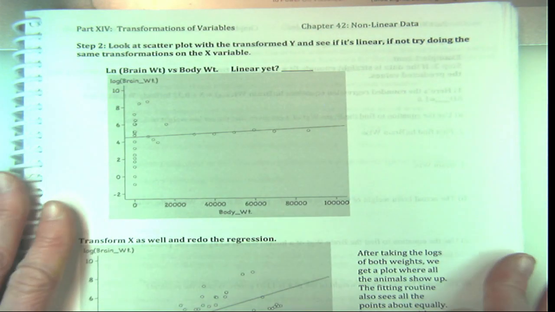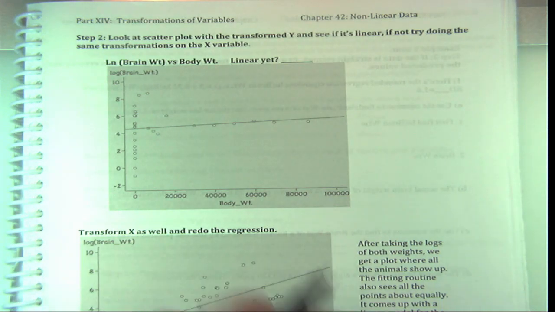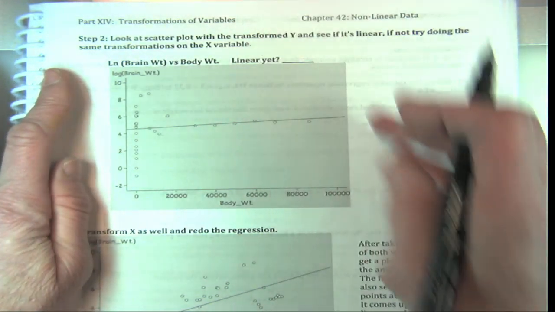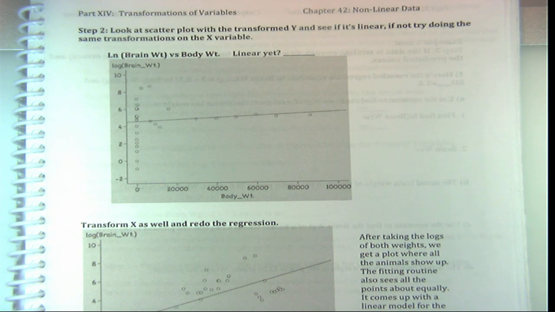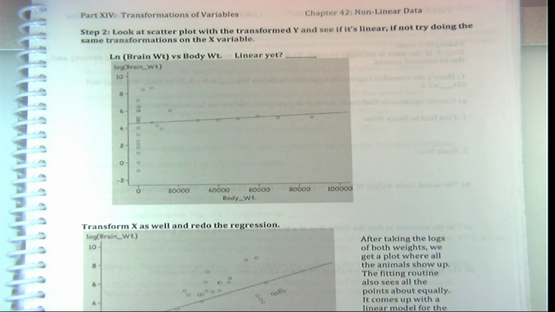All right, so let's just turn the page. And this is what we're going to do right now. So we're going to look at the scatter plot with the transformed y and see if it's linear. Okay, that's what we're going to do. And then if not, try the same transformation on X. That's where we're at now. Okay? So let's do that.